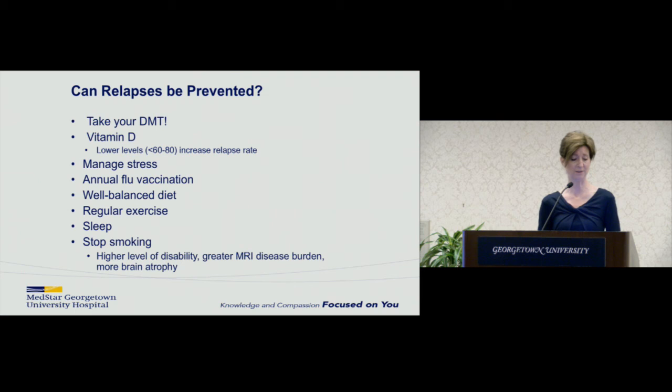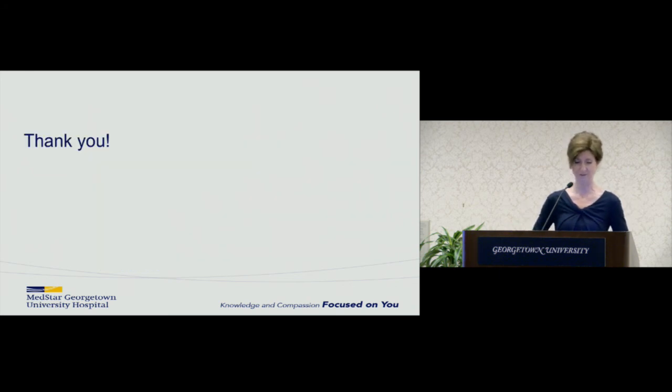We know that smoking causes higher level of disability, greater MRI disease burden, and more frequent atrophy, which is where your brain gets smaller. Okay, thank you.